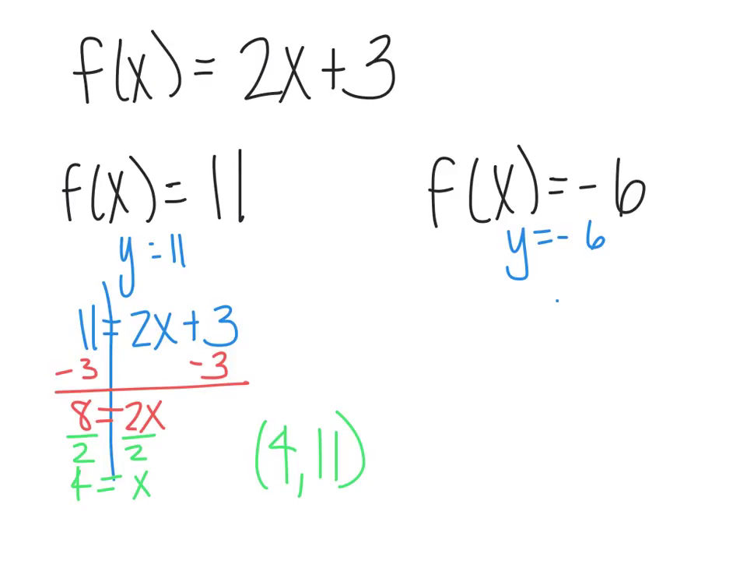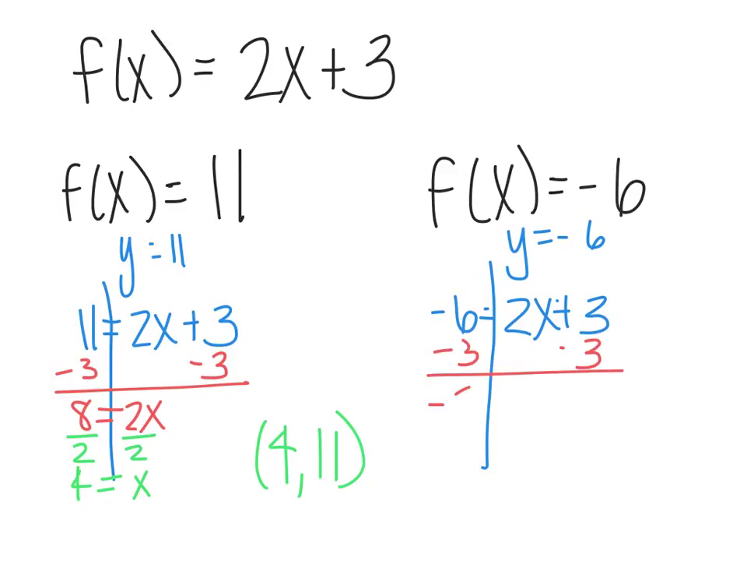And same thing on the other side. I'm going to rewrite it as negative 6 equals 2x plus 3. And I'm going to draw my line. I'm going to minus 3 from both sides. Negative 6 minus 3 is negative 9 equals 2x. To get x by itself, I'm going to divide both sides by 2. So I get x equals negative 9 over 2. So this would be the ordered pair, negative 9 over 2, comma, negative 6.